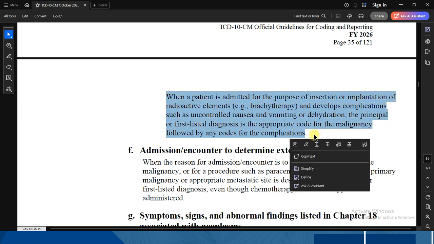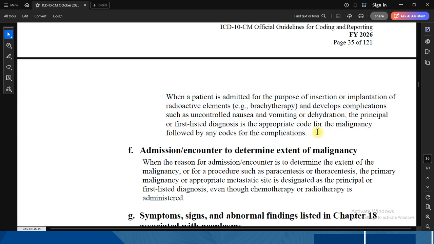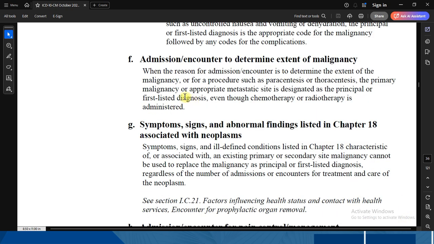Here is the second scenario. For example, the patient is having breast cancer. Today she came in for brachytherapy. After performing the brachytherapy treatment, the patient has nausea and vomiting or dehydration. In this scenario, you will code breast cancer as the PDX followed by the complications. What are the complications here? Nausea and vomiting or dehydration. Simple.